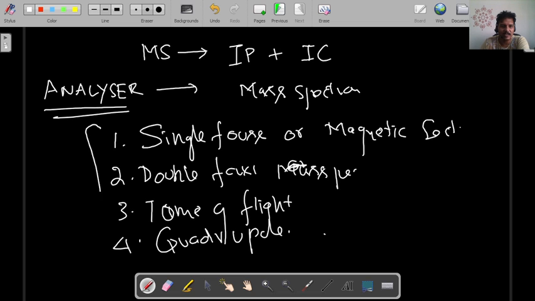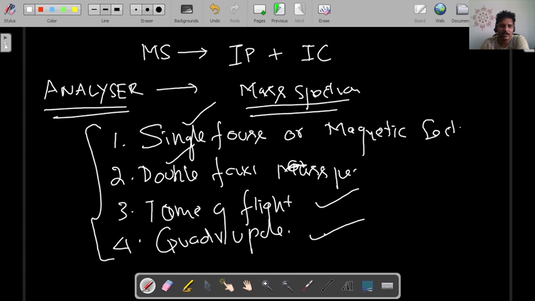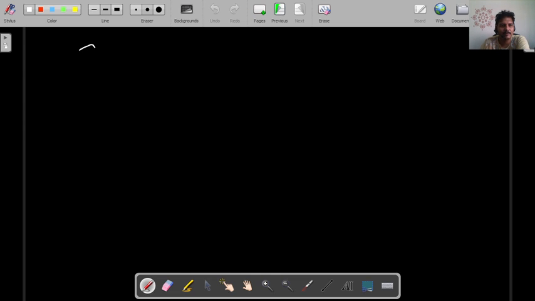Okay, so based on these four types, you're going to call them different types of mass spectrometers. It is basically the analyzer that differentiates each of these mass spectrometers. You have a different type of analyzer in single focusing, a different type in double focusing, a completely different principle in time of flight, then you have a quadrupole mass spectrometer. Okay, we'll see one by one. We'll see the easiest one, single focusing or magnetic sector.